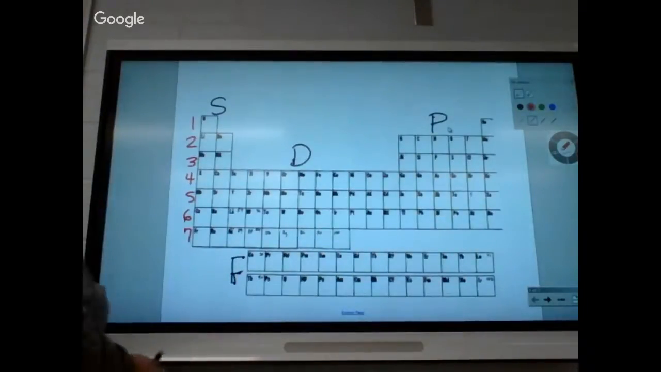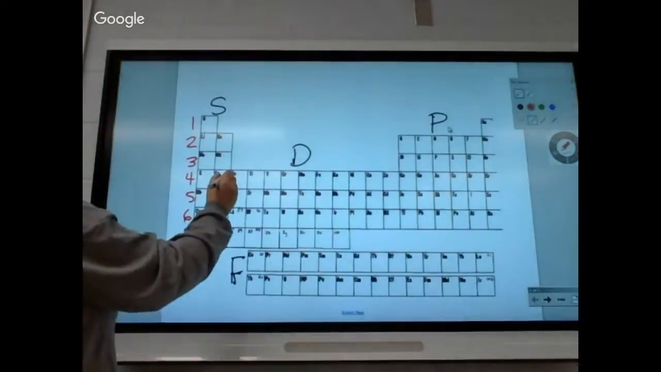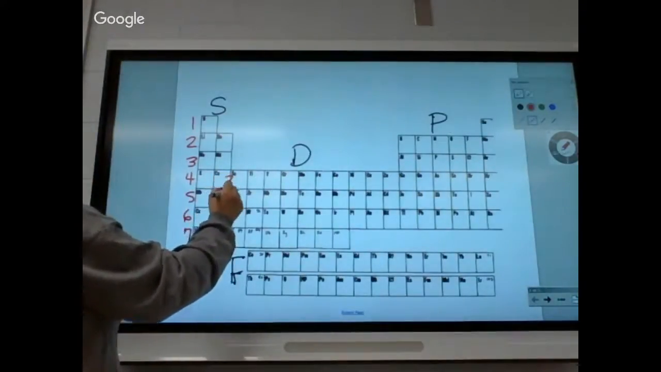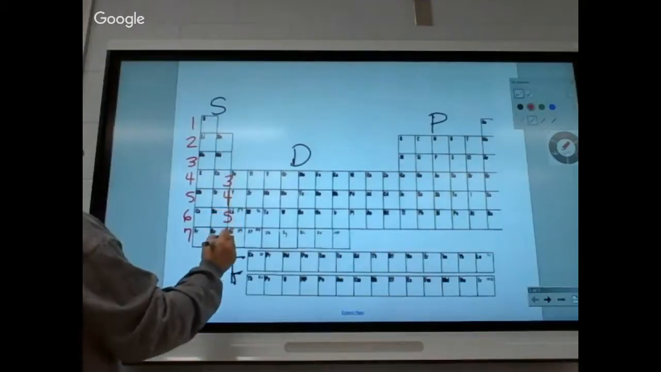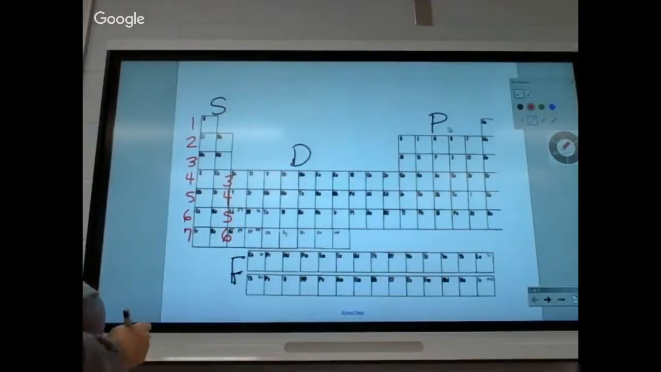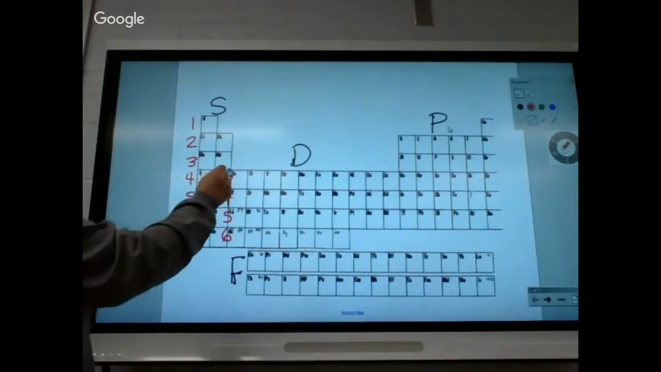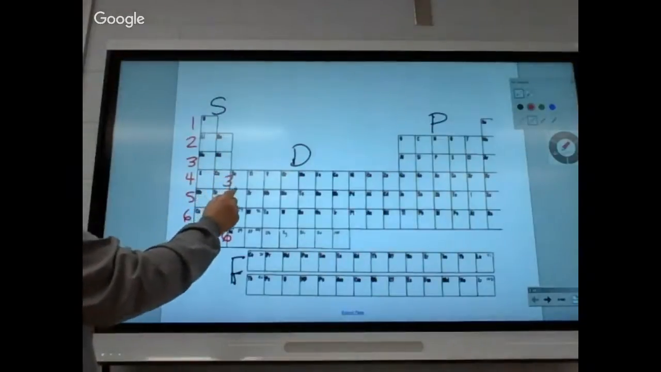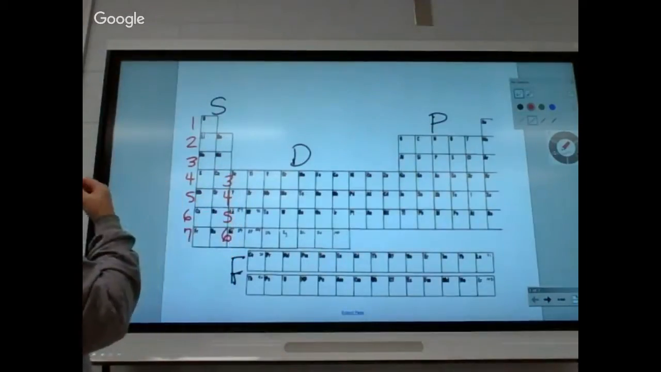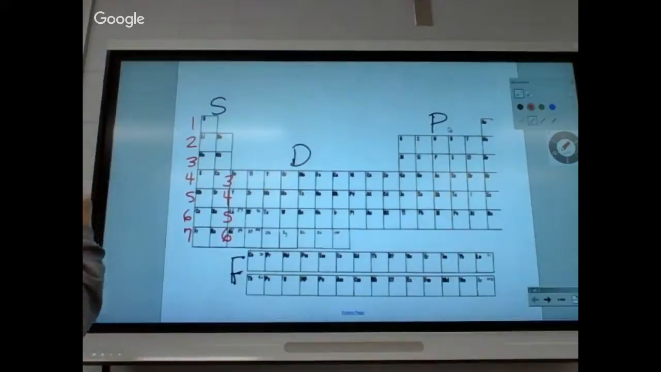Now, right here in front of the D block, 3, 4, 5, 6. And they go by block, not by line, right? Yep, they go right in front of the block. So this is 3 right in front of Sc, 4 is in front of Y, 5 is in front of La, and 6 is in front of Ac.